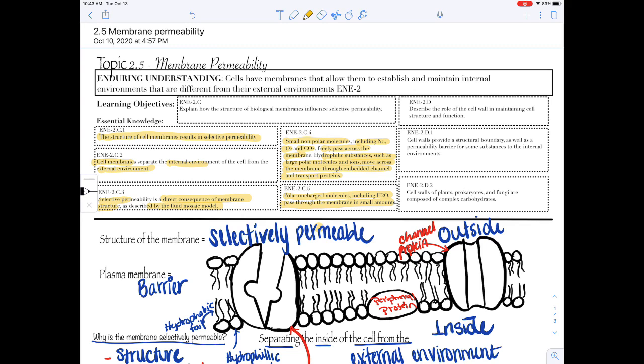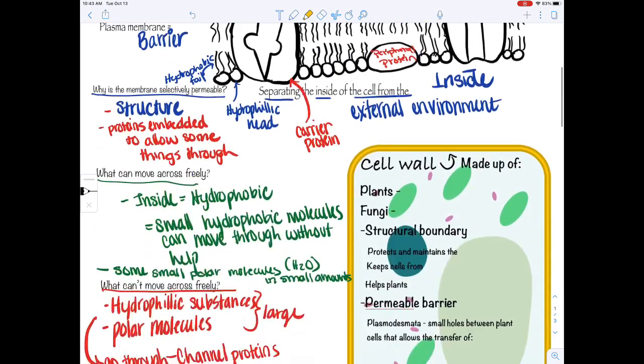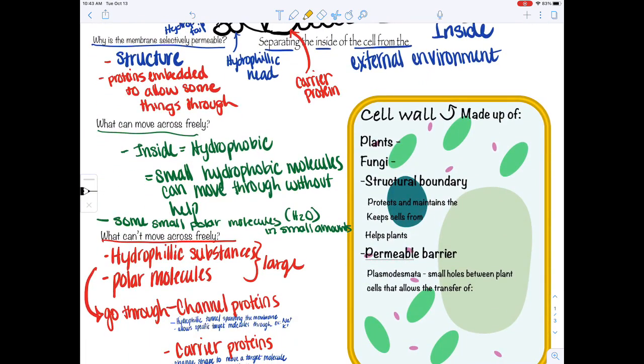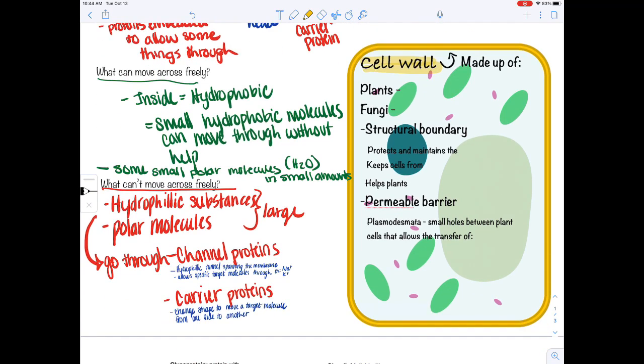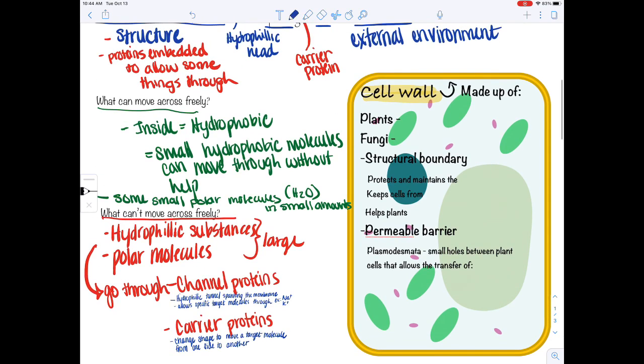The last component we need for membrane permeability actually is going to refer to the cell wall. So you should know that the cell wall is going to be the structure that is found only in our plant cells. Okay, so this part of our 2.5 is just referring to the cell wall. You need to understand that your cell wall is made up of complex carbohydrates, where in your plants that's going to be from cellulose, and it's from chitin, which both of them are polysaccharides.